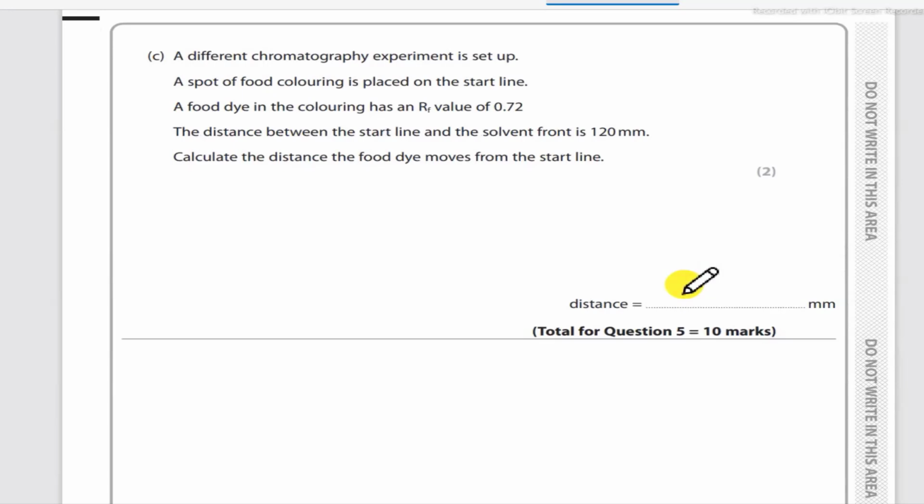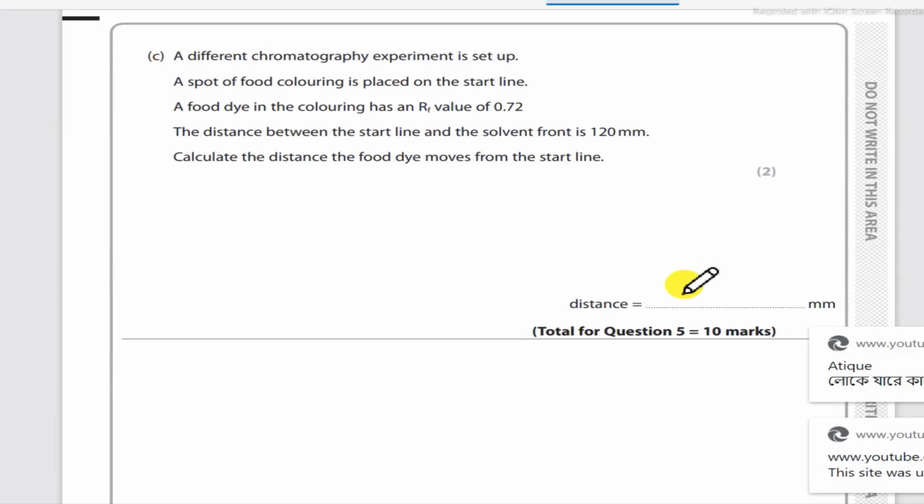Question C. A different chromatography experiment is set up. A spot of food coloring is placed on the start line. A food dye in the coloring has an RF value 0.72. The distance between the start line and the solvent front is 120 millimeter. Calculate the distance food dye moves from the start line.